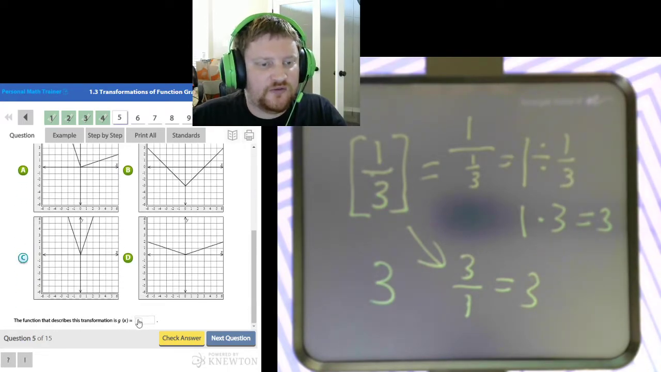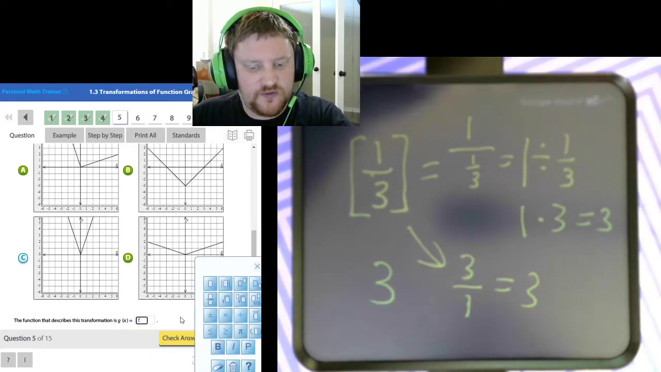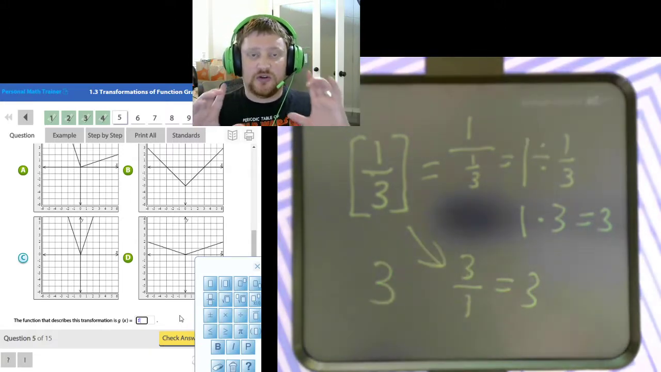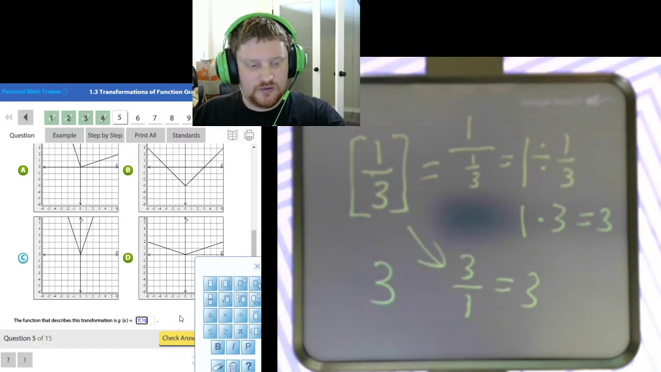So we have our graph. This is f of, and because it's horizontal, it goes inside the parentheses. So this is going to be f of 3x.